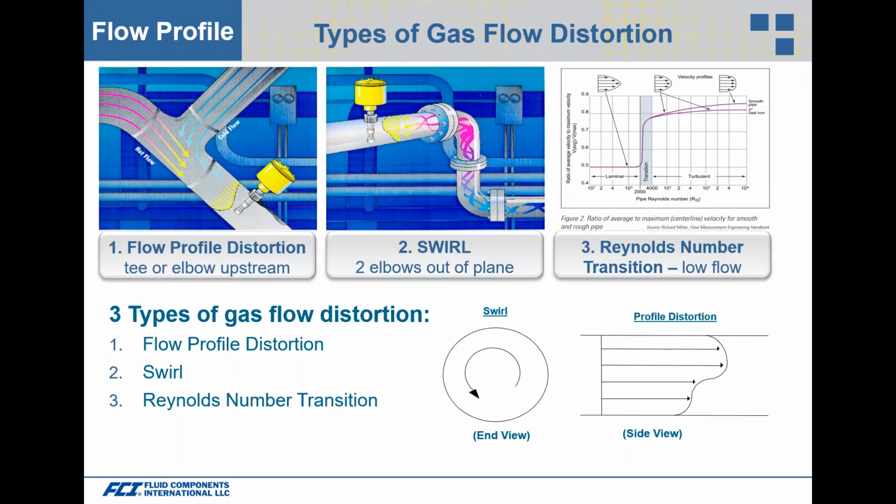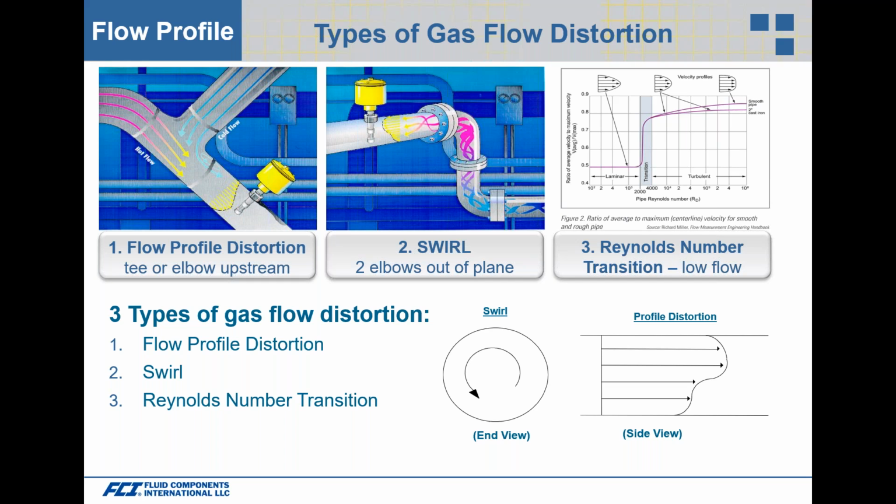Some of the types of gas flow distortions that we see typically, number one is flow profile distortion, like a T or an elbow upstream, whereby the maximum velocity isn't necessarily at the center line of the pipe. That's going to create some inaccuracies in the flow measurement. Or swirl, if you have 2 elbows out of plane. Typically, this can be troublesome because the flow profile does distort quite a bit.